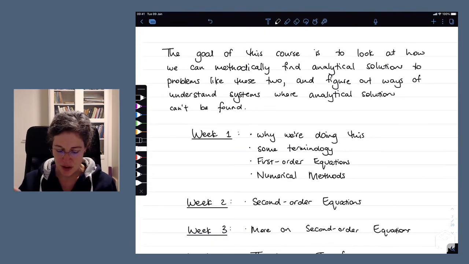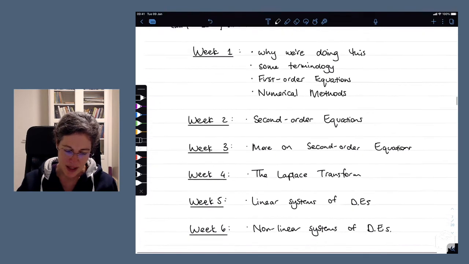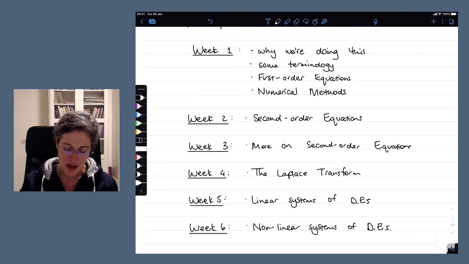So I've actually finished this bit, and then I'm going to take a break and look at two techniques for solving a particular kind of differential equation. So just to expand a little bit on what I was saying. This week we're talking about first order equations, which we'll come to the terminology in a moment, and possibly a little bit about numerical methods.